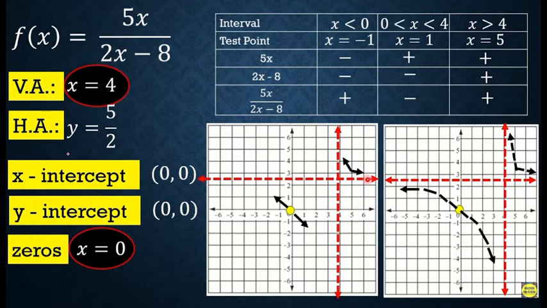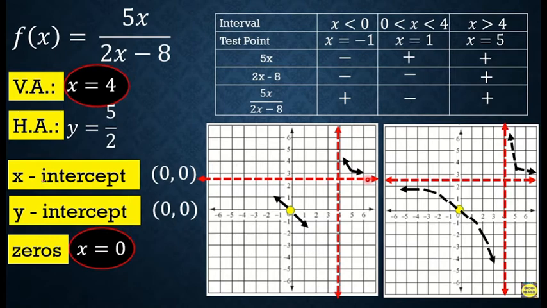In the horizontal asymptote, y equals 5 over 2. So where is our 2.5? Here is our y. 2.5 is in between 2 and 3. Then just write a broken line there.